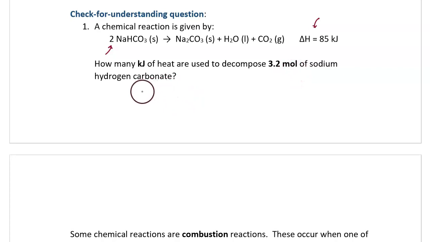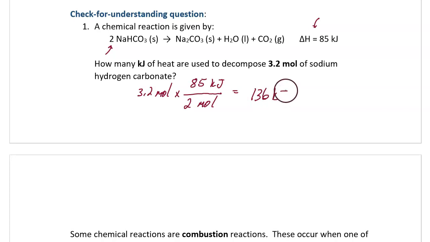Let's make a conversion. We have 3.2 moles of the substance sodium hydrogen carbonate, and we'll multiply by a conversion factor. 2 moles of that substance had this delta H value. On the calculator, go 3.2 times 85 divided by 2. The result is 136 kilojoules.